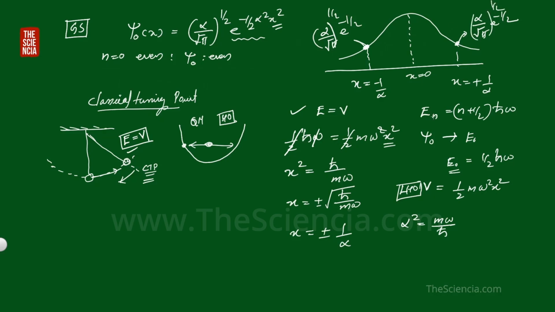And here you can see there are no nodes. Nodes is equal to 0. Only one antinode is there, but there are no nodes for this wave function. That is for the ground state wave function.